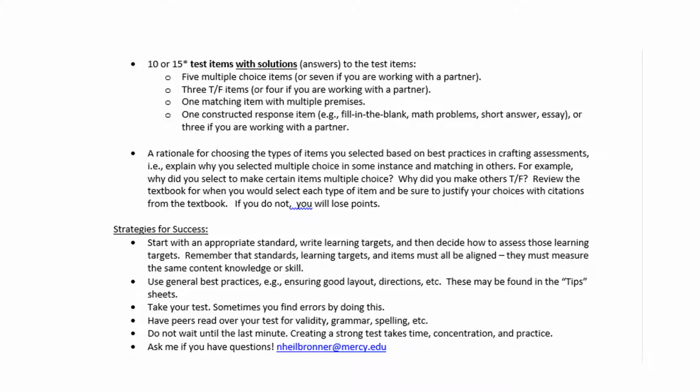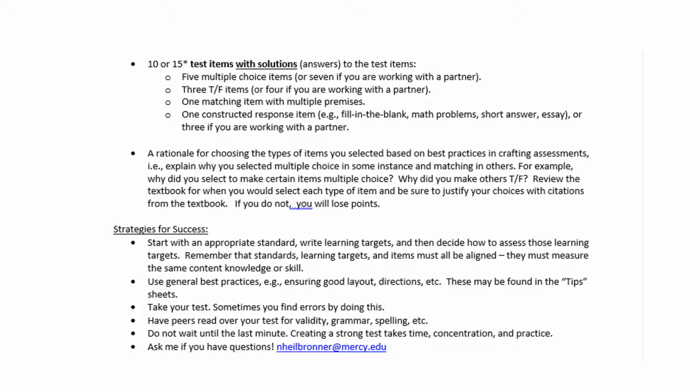I'm going to ask you to give me 5 multiple choice items, or 7 if you're working with a partner, 3 true, false, or other binary kind of item, or 4 if you're working with a partner, 1 matching item with multiple premises. So what does that mean?